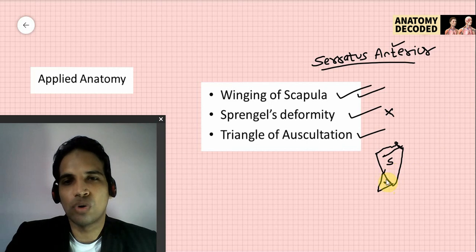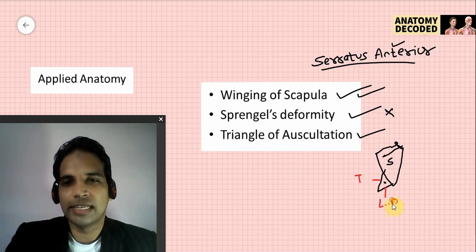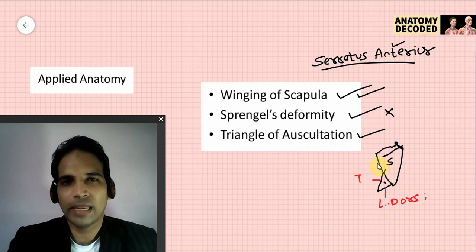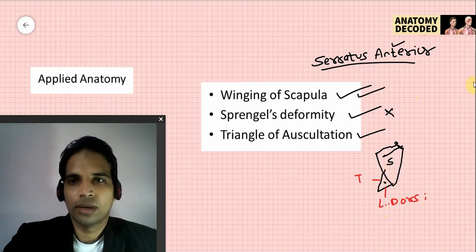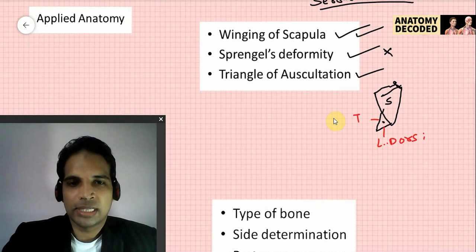One boundary of the triangle of auscultation is the scapula. The medial border forms one boundary. One boundary is formed by the trapezius muscle and another boundary is formed by the latissimus dorsi muscle. So there is one clinical entity called the triangle of auscultation along the medial border of the scapula. So this was all about the applied anatomy related to the scapula.